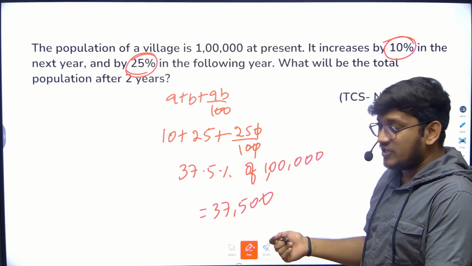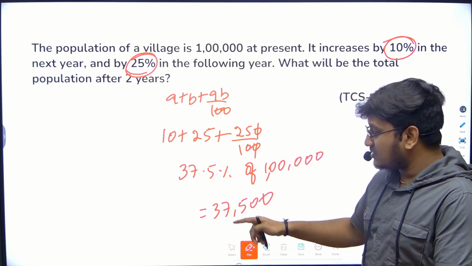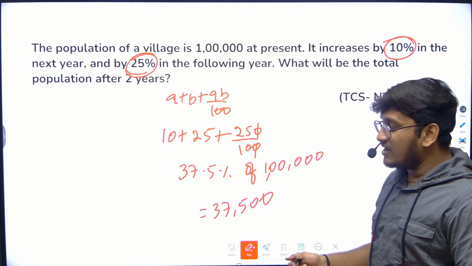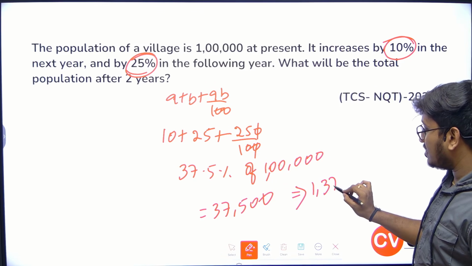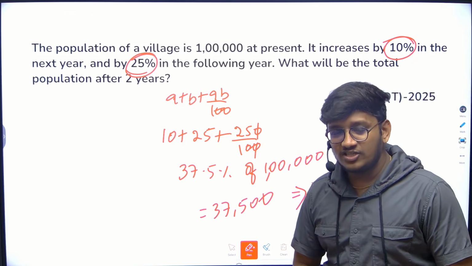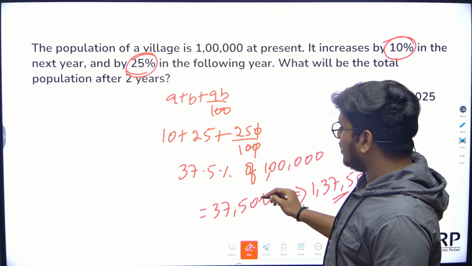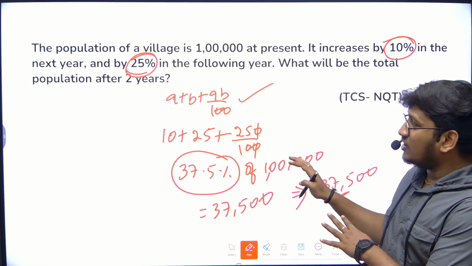Here they are asking what will be the total population after 2 years. Initially it is 1 lakh, and it increased over 2 years by 37,500. So the final answer is 1,37,500, the total population in the village after 2 years. Very simple. You can directly calculate by using this particular formula. Hope you are clear with this.